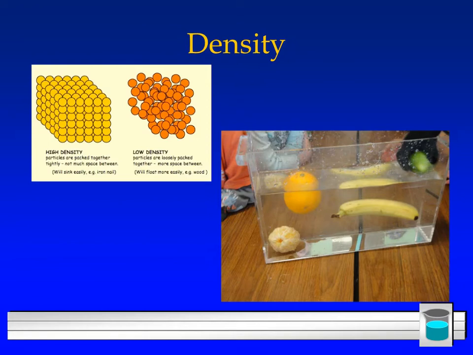This lecture goes over the conceptual understanding of density and simple calculations involving density. What is density? Well, basically it's how much stuff, how much matter is packed into a certain volume in space. The more matter that's packed into a certain amount of space, the higher the density.